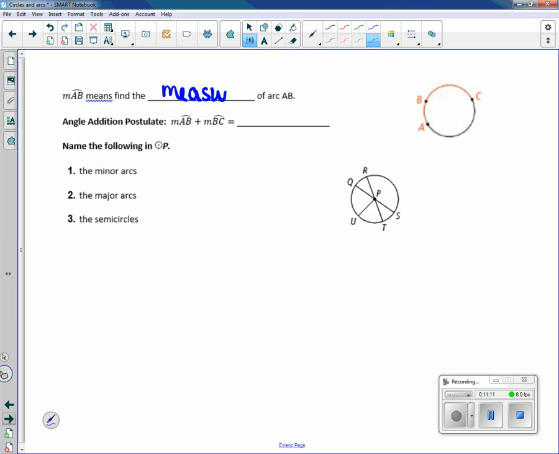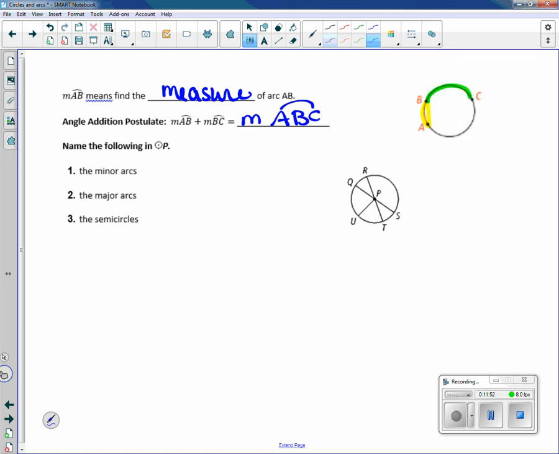When you see the M of AB, that means the measure of arc AB. So if you look at this, look at my arc over here. If I took arc AB plus arc BC, they would equal the measurement of what arc? If I add those together, what arc would that measure up to be? ABC. I can add those together to get the full arc. It's almost like angle addition or segment addition.